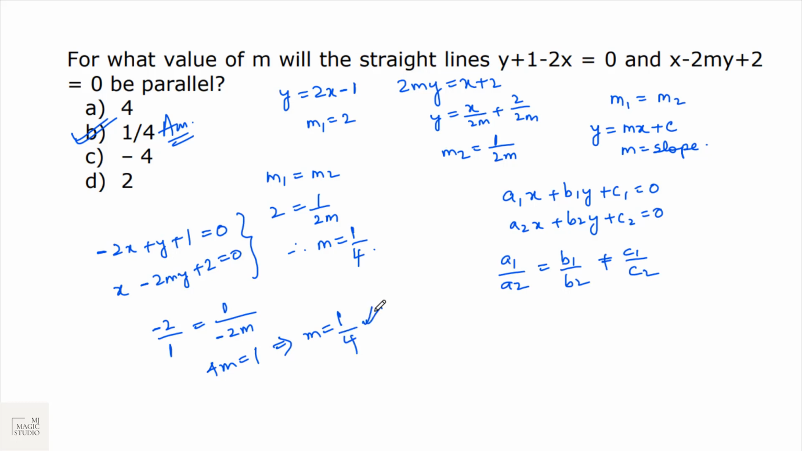Obviously, any method you use would give you the same result. Option B, 1 by 4, is the pick, a classical question from coordinate geometry.